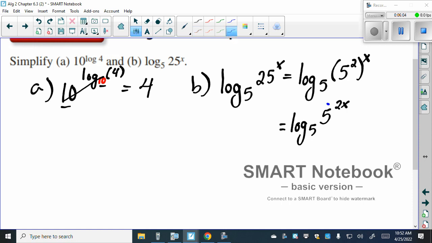The base and what's inside are the same, so they simplify out, leaving us with 2x. So log base 5 of 5 to the 2x simplifies to 2x. Part of this deals with the properties of exponents and the fact that log base 5 of 5 is 1. Questions on this here?